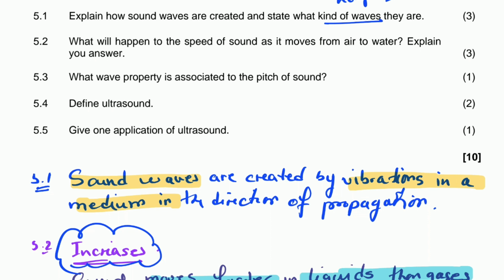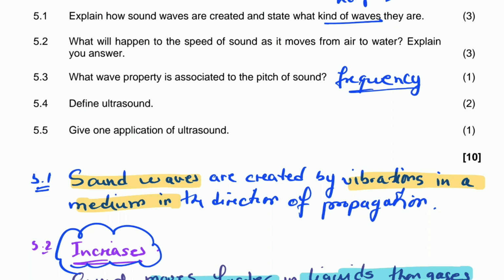Now, what wave property is associated with pitch of sound? This one is frequency. All you have to say is frequency. Remember, frequency is associated with pitch, loudness is associated with amplitude.